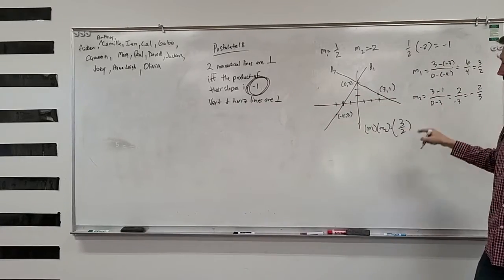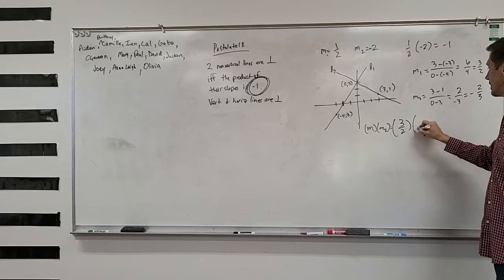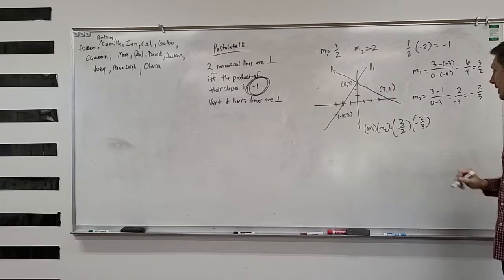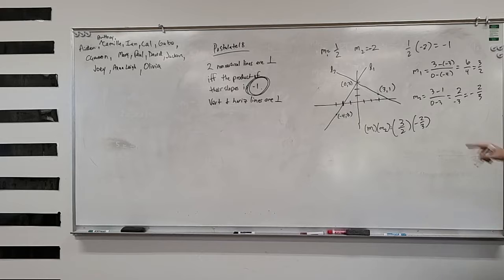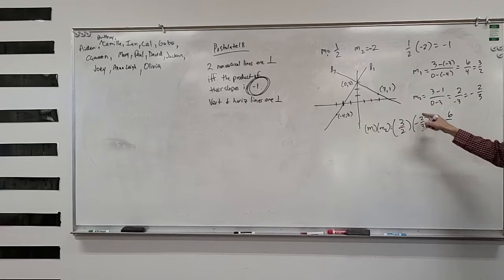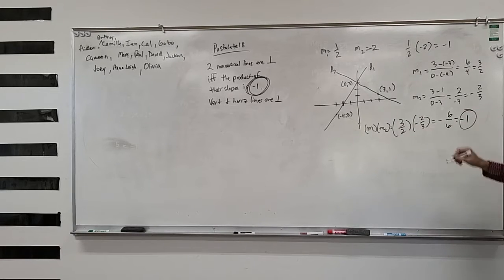So it's got to be -1. So we multiply it together. 3 halves times -2/3. We multiply that together. 2 times 3, the negative in the front here. 2 times 3 is 6. 3 times 2 is 6. So sure enough, we get -1, and so they are indeed perpendicular. Okay? Good? So all of the other problems are just kind of the same sort of thing, right?